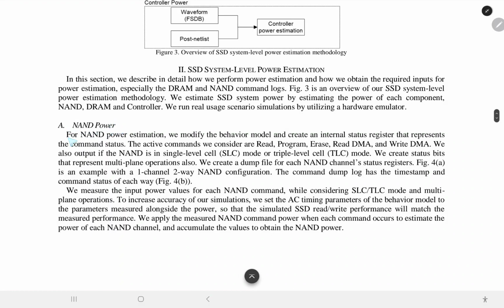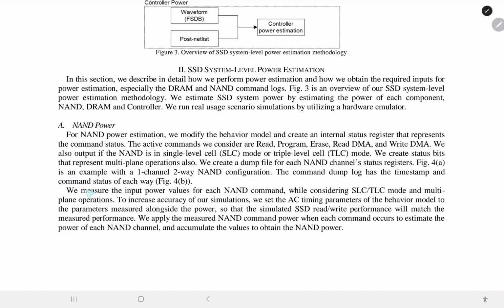A. NAND power. For NAND power estimation, we modified the behavior model and created an internal status register that represents the command status. The active commands we consider are read, program, erase, read DMA, and write DMA, and we also output whether the NAND is in single level cell (SLC) mode or triple level cell (TLC) mode. We created status bits that represent the multiplane operation. Also, we created a dump file for each NAND channel status register.